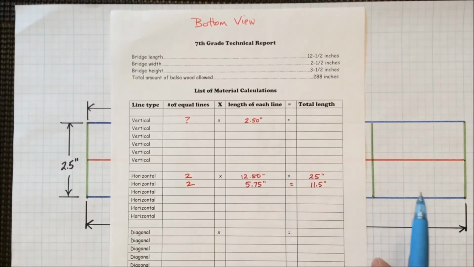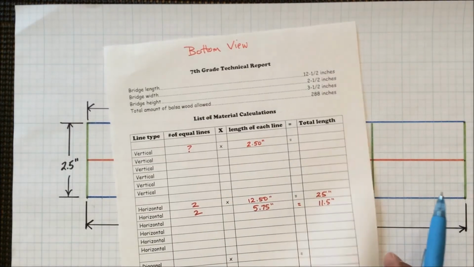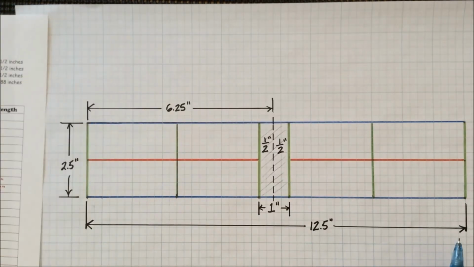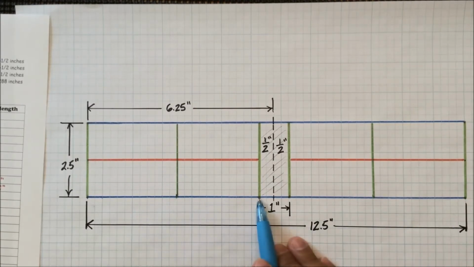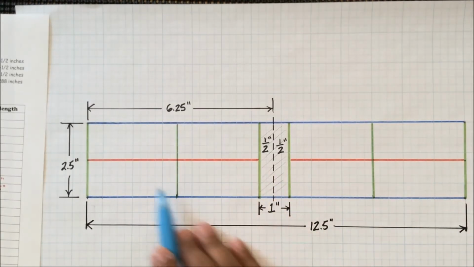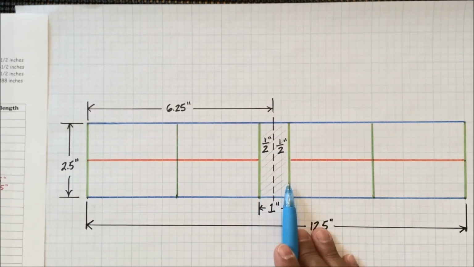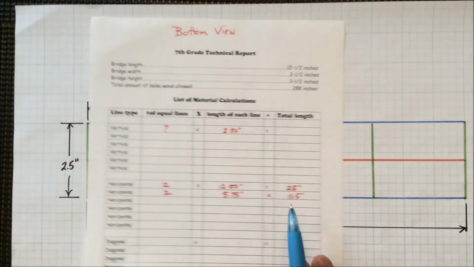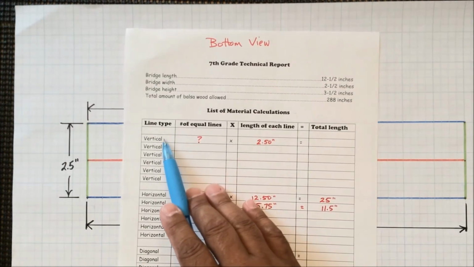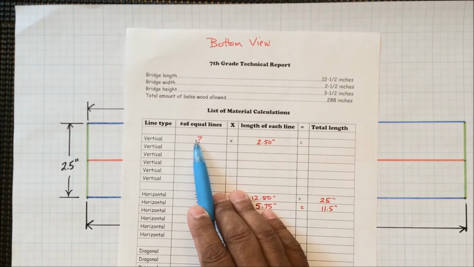So the first thing you want to take a look at will be your design itself. Looking at your design, we have the lines color coded. So you can see on the color coding that all the lines that are the same length will then be color coded the same color. So we'll start with our list of materials here, and we're going to look for our vertical lines. How many vertical lines do we have that are the same length?